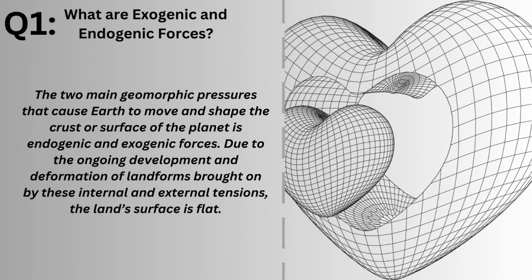So, what are exogenic and endogenic forces? The two main geomorphic pressures that cause Earth to move and shape the crust or the surface of the planet are endogenic and exogenic forces. Due to the ongoing development and deformation of landforms brought by these internal and external tensions, the land surface is not flat.